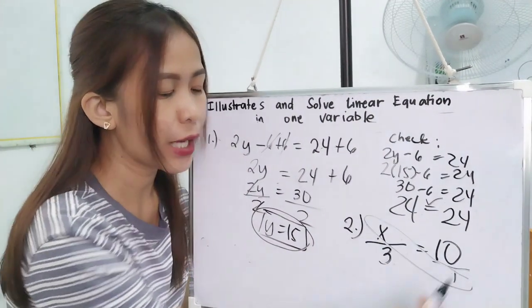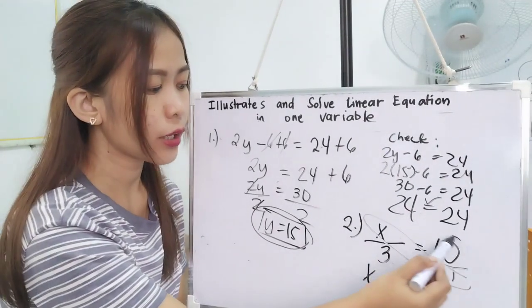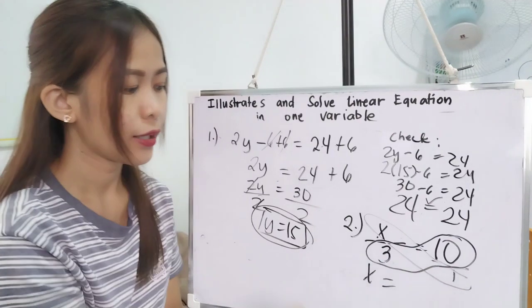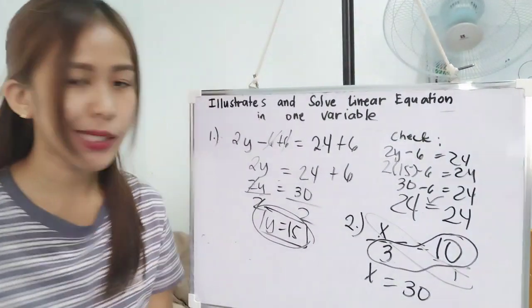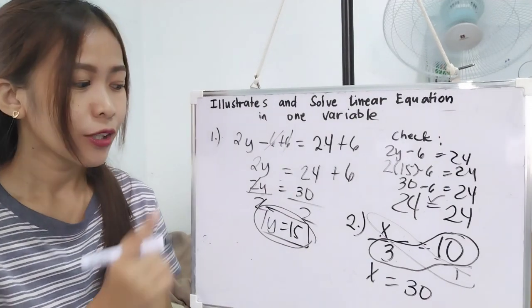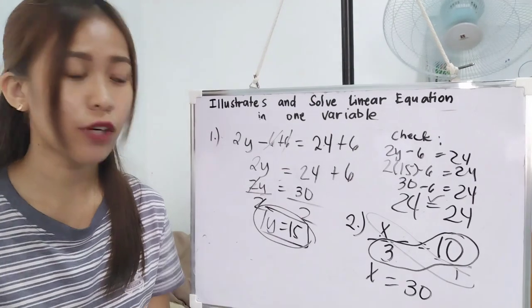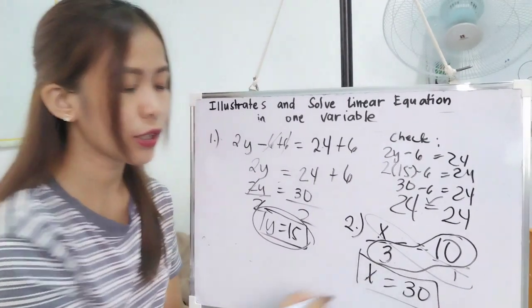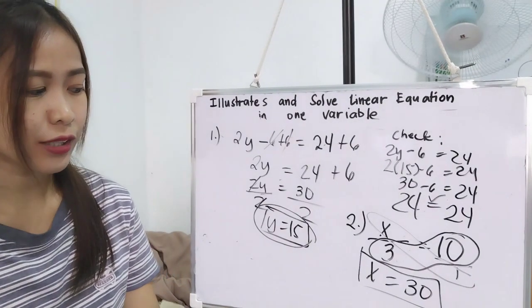x times 1. Of course, that is x. Okay. And then, ito din, i-multiply din natin. Ayan. So, 3 times 10. That is 30. And, as simple as that, nakuha na natin yung solution ng ating linear equation x over 3 is equal to 10. And that is x is equal to 30. Ganun lang kasimple. And how are we going to check that?